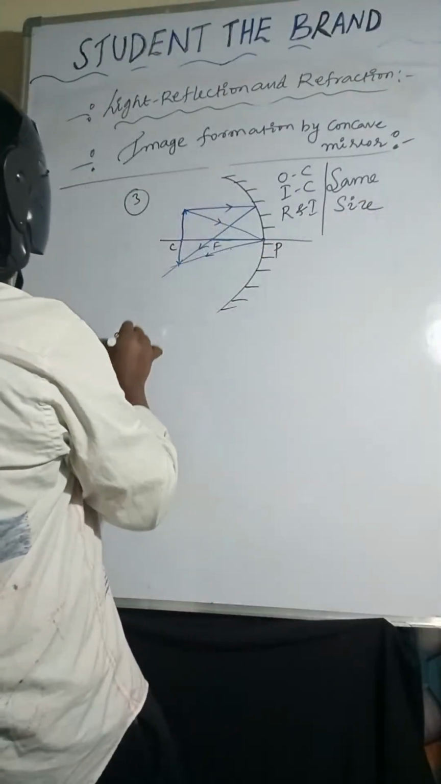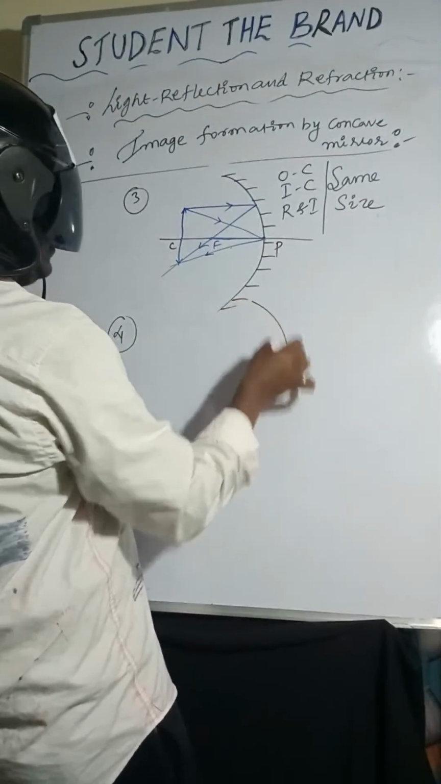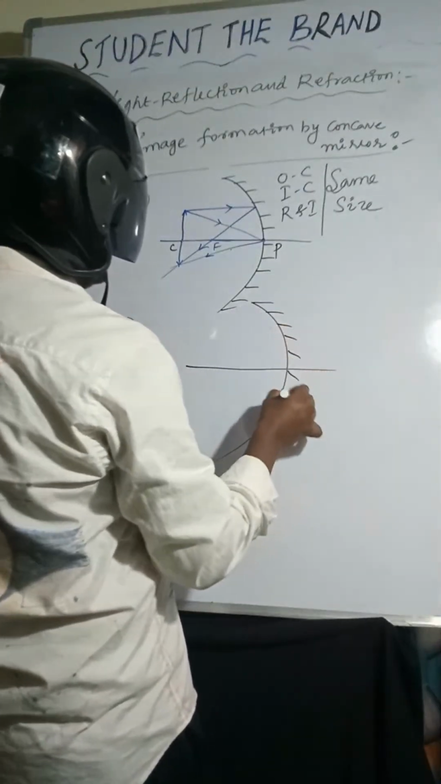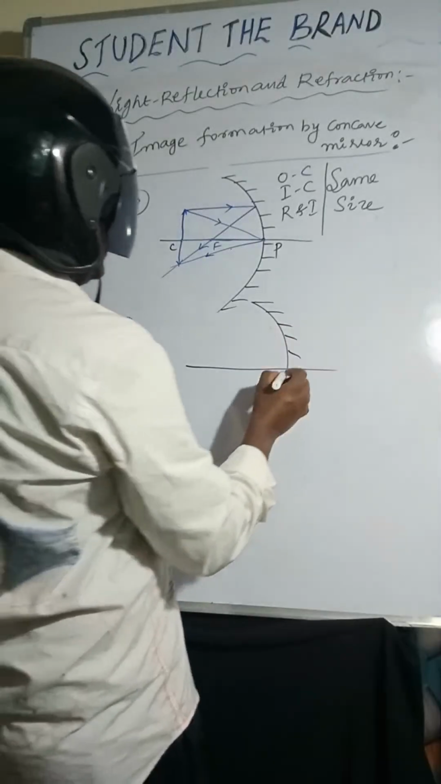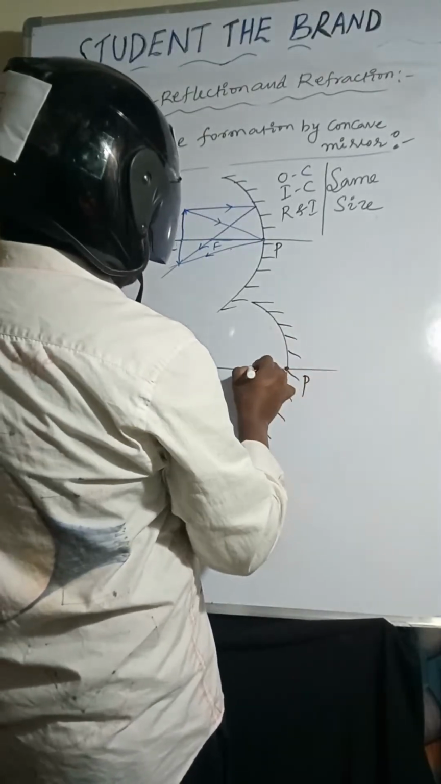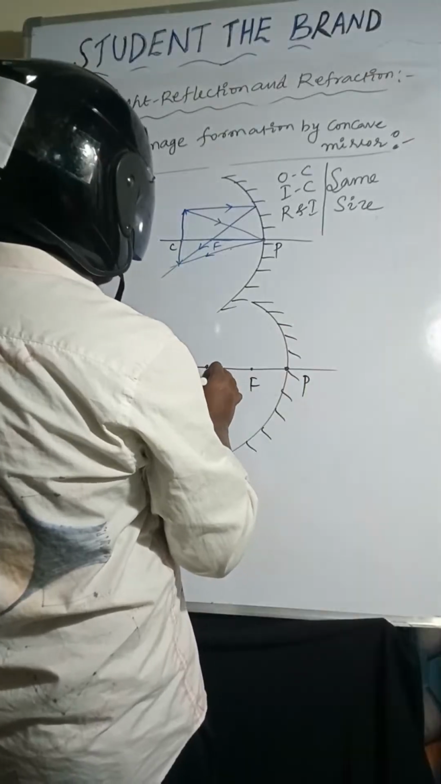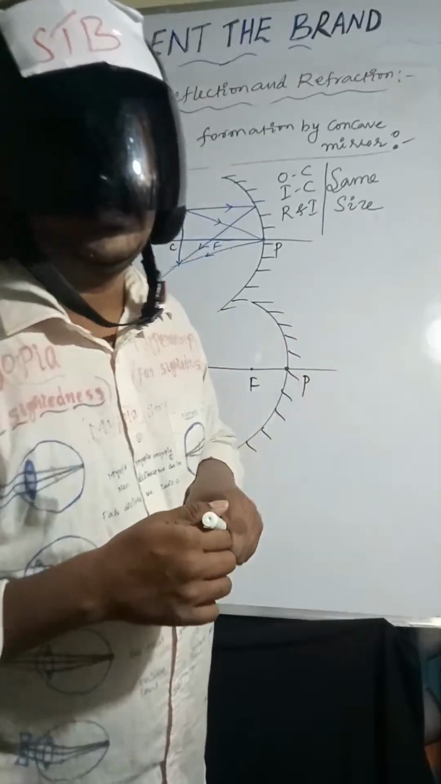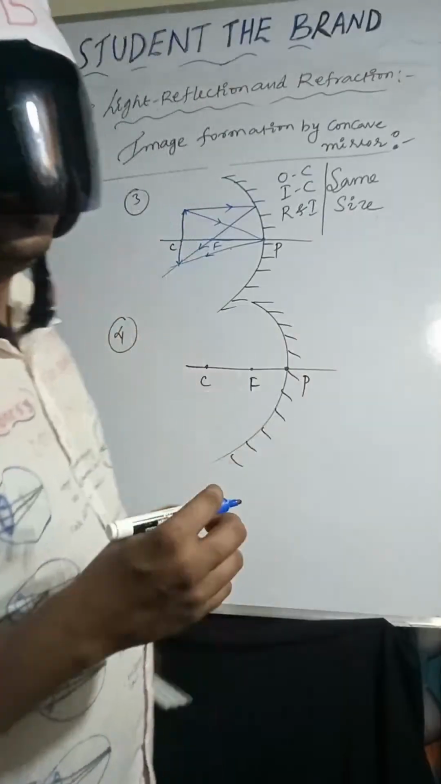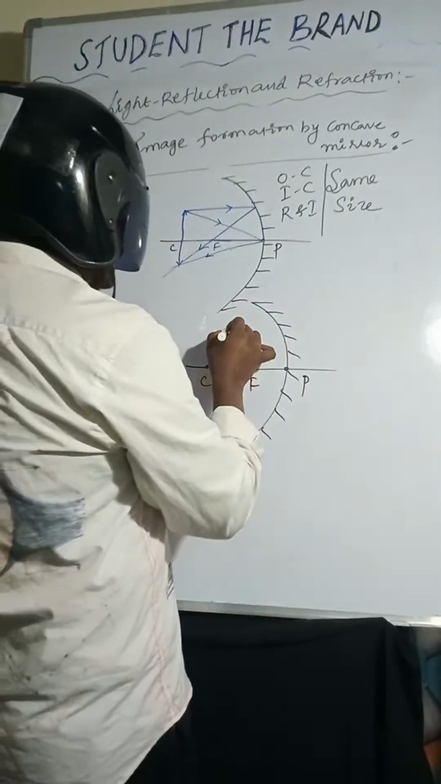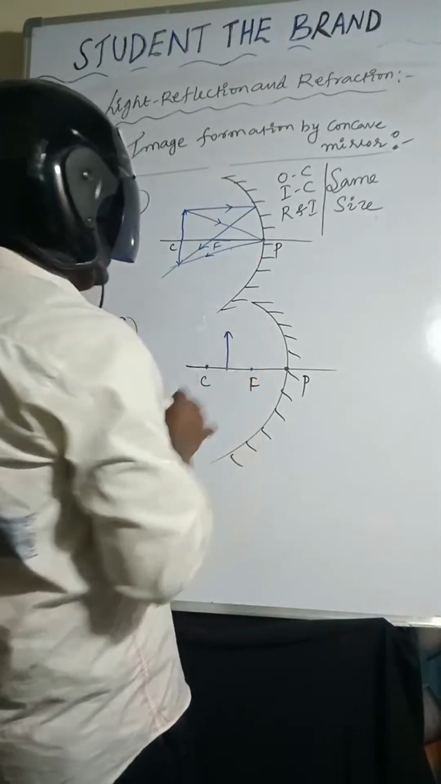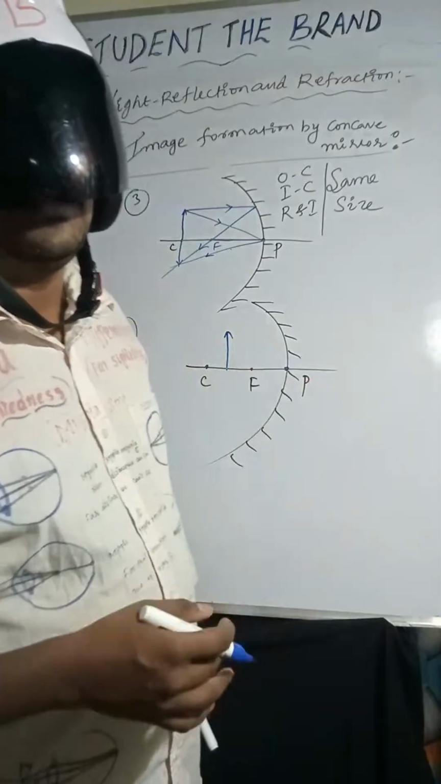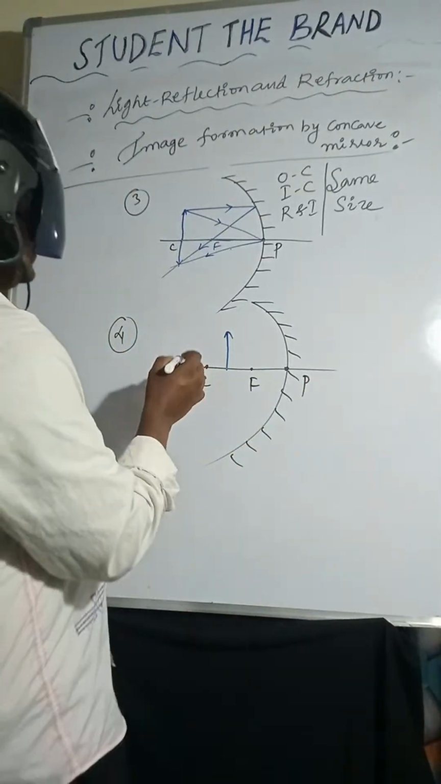Coming to the fourth one. This is the pole, focus, center of curvature. Object is placed between C and F. I am placing the object here between C and F. Where will the image form? Image will form beyond center of curvature. Very good.